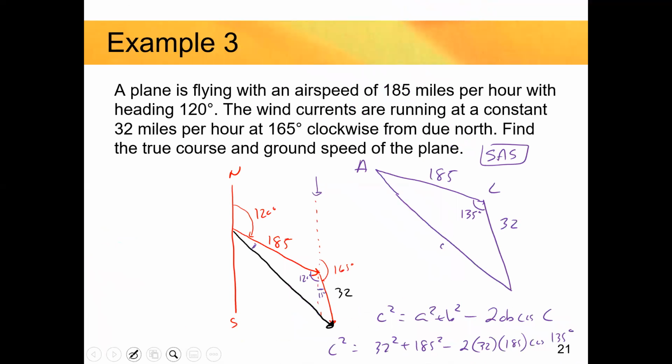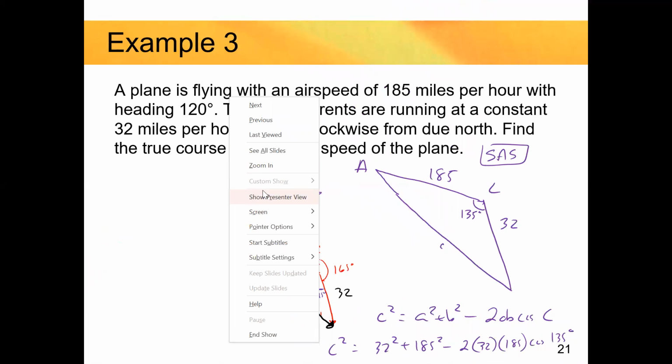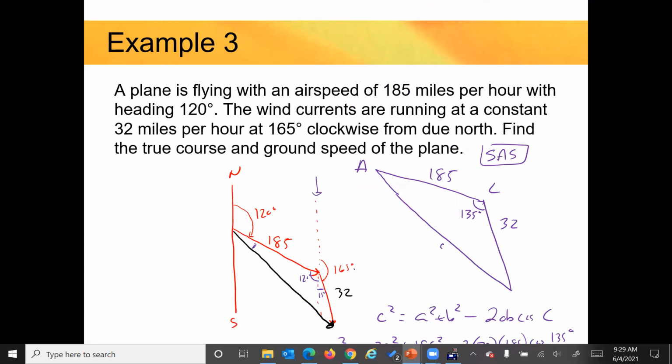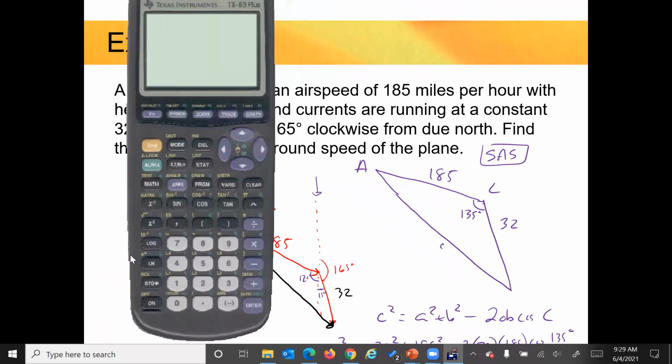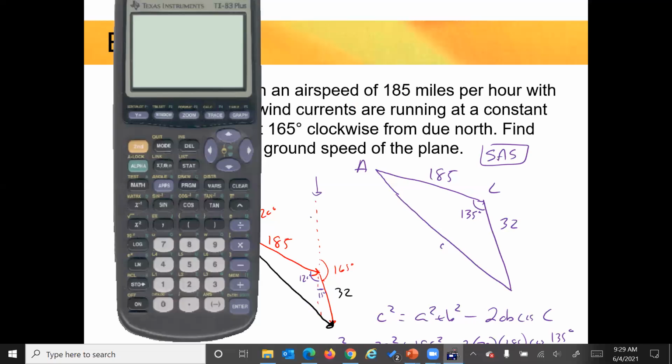Okay. Talk to me. I got the same thing. Let me try it again. Are you guys okay doing it on the calculator? Did everybody get the correct answer? Those trying it on the calculator, what was it? 208.9, rounded.